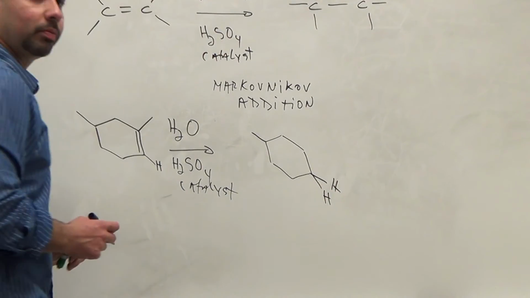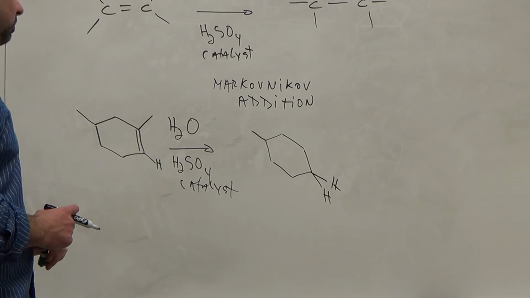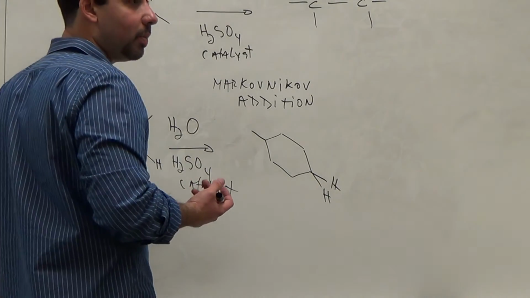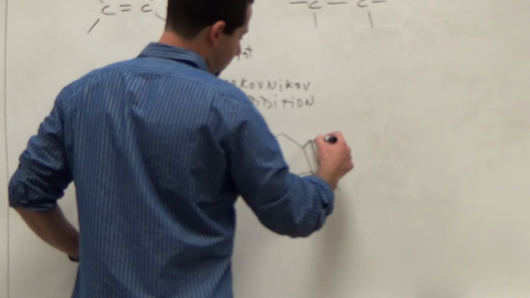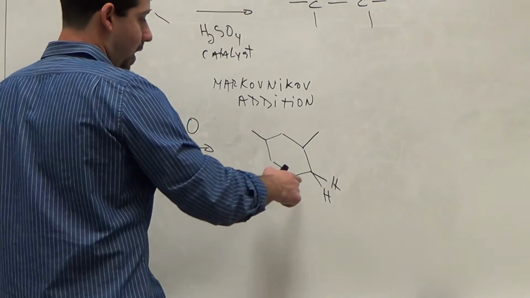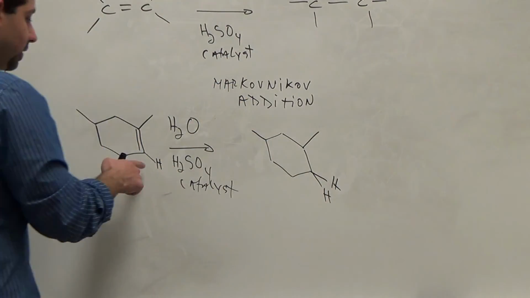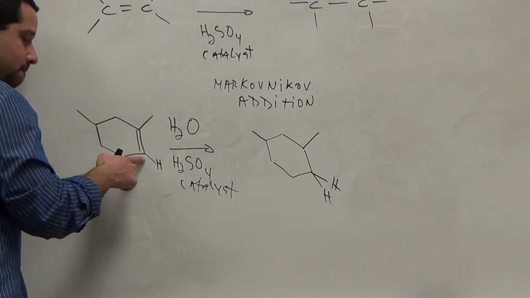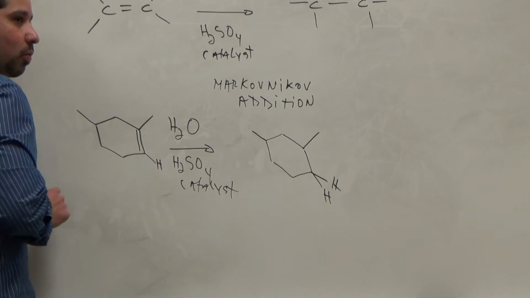Where did that methyl group go? It hasn't gone anywhere. I'm not done. So then that's going to be a carbocation. The hydrogen went here because Markovnikov addition says it has to go to the carbon with the most hydrogens.